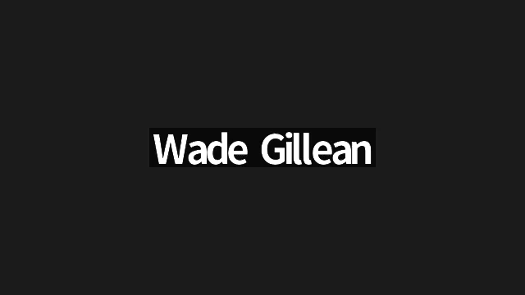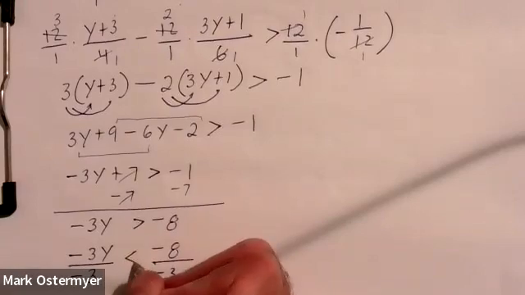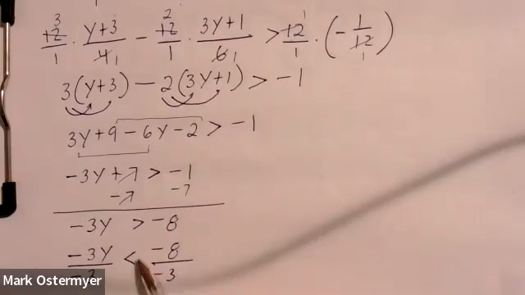Yep, because we're dividing both sides now by a negative number, we must remember to flip our inequality around. And again, if you forget that, that's going to be an error. So try not to forget that. We're dividing both sides of the inequality by a negative number.